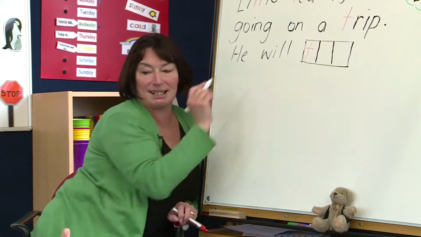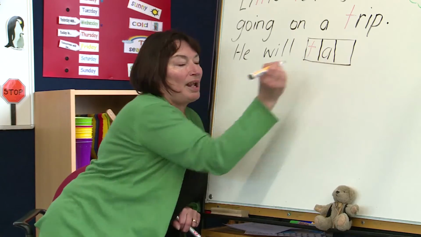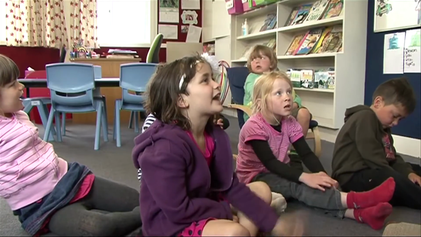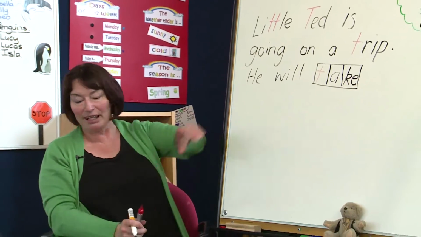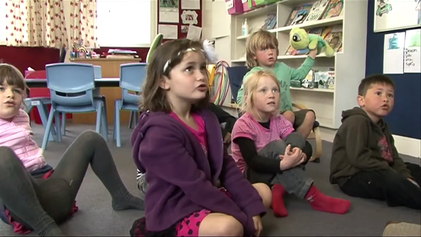Who can tell me what the next sound is? A. A. A. And what's the last sound? Take. K. That's right. And it's got an E on the end. Right, read it with me. Little Ted is going on a trip.